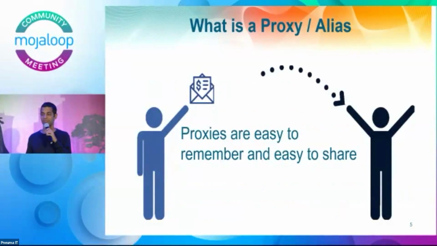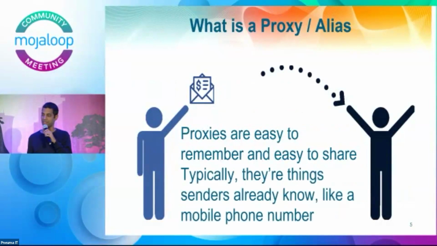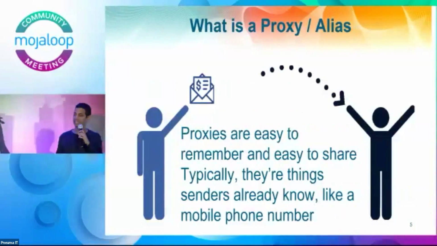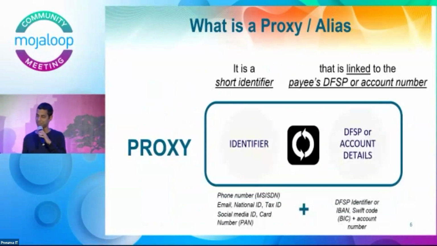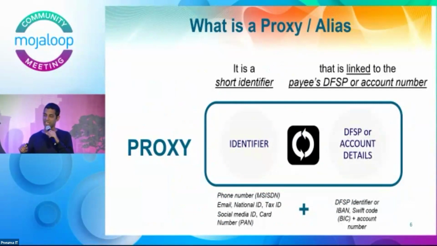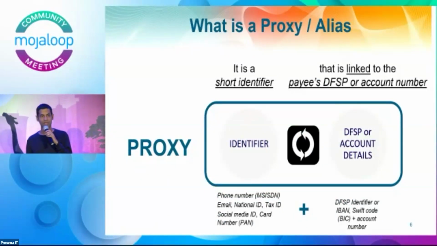So proxies are fundamentally easy to remember and easy to share. And typically they are things senders already know, like a mobile phone number. So here we just sort of demonstrate how the two get linked. And there are two ways this can be done. Either the proxy, which is broken into two parts, the identifier and the DFSP, or the account details.